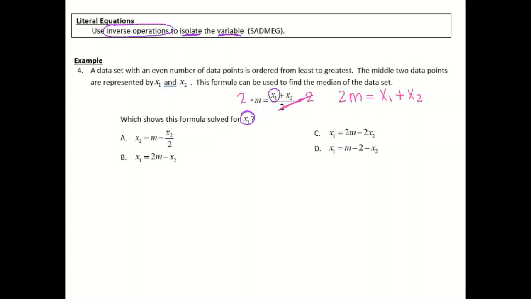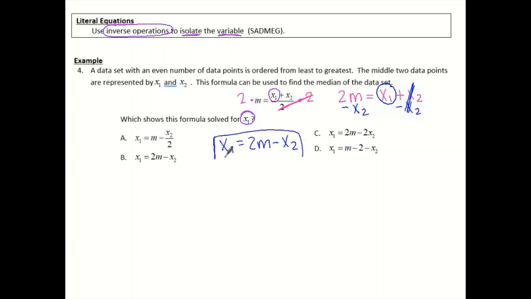But again, I want to get that x sub 1 by itself, and it's still being added by x sub 2. So I'm going to subtract x sub 2 from both sides. In literal equations, you're not going to have a lot of like terms. If you notice, these are all different letters. These are not like terms because of the 1 and 2. So that will cancel, and here, these are not like terms. So we're going to get x sub 1 is equal to 2m minus x sub 2.